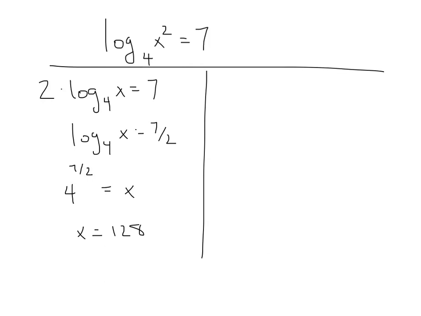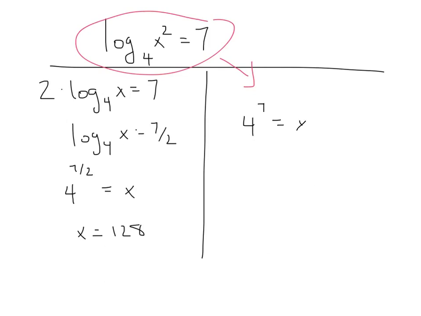Another way we could do this is we could go directly to writing this as an exponential. From the beginning, we'd get that 4 to the 7th is going to be equal to x squared. And then we can square root both sides to get x by itself, and we would get that x is equal to 4 to the 7/2, which is 128. And again, you should check your answer, but for the sake of time in this video, I'm not going to do that. But you should be checking every answer to every logarithmic equation that you solve.